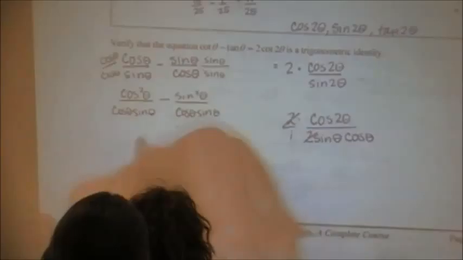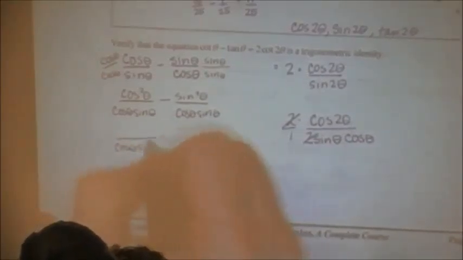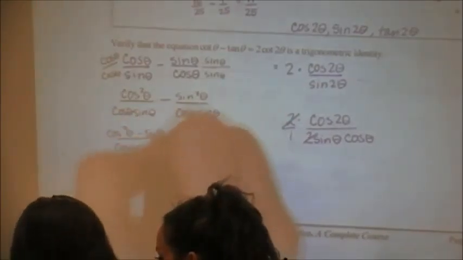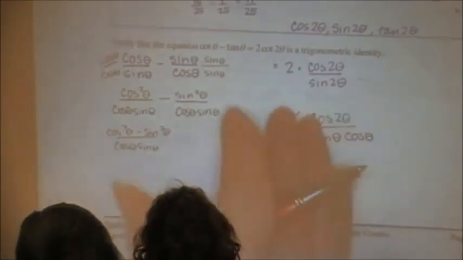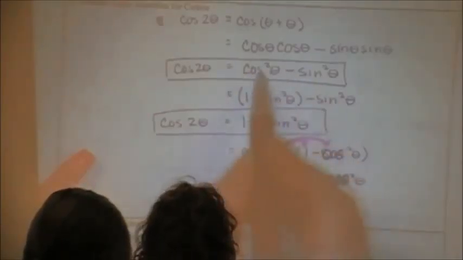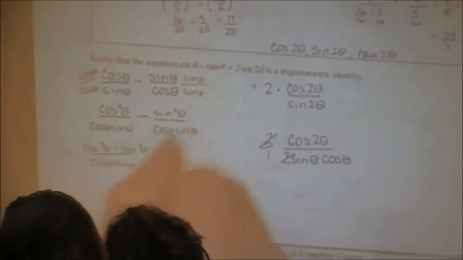Yeah. Now I have a common denominator, so I can just rewrite that denominator, cosine theta sine theta, and subtract across the top, cosine squared theta minus sine squared theta. Well, we just saw that. Cosine squared theta minus sine squared theta is right here. It equals cosine 2 theta, which is exactly what this equals. So, cosine 2 theta over cosine theta sine theta.